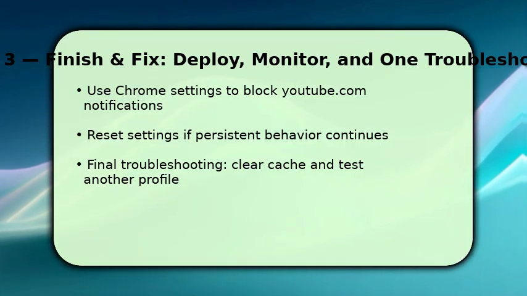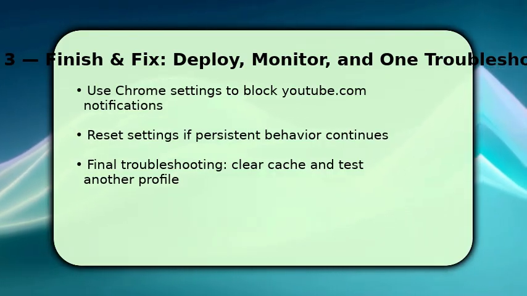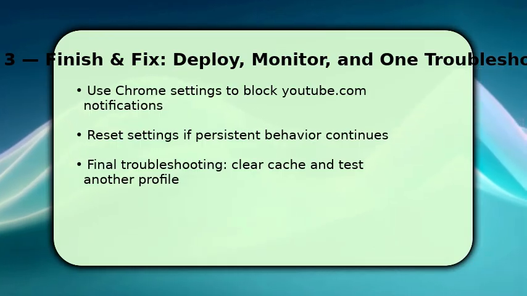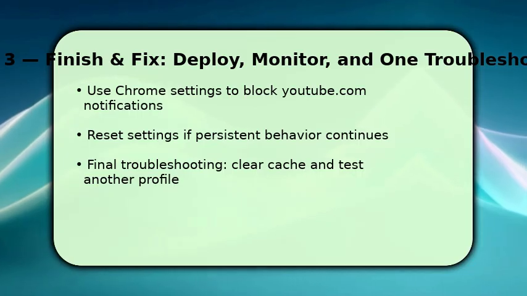Go to Settings, Privacy and Security, Site Settings, find YouTube and block permissions like autoplay or notifications. This stops unwanted starts and pop-ups. If problems continue, use Reset Settings to return Chrome to defaults.